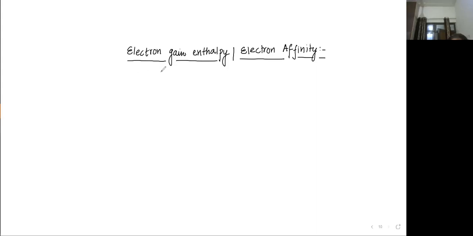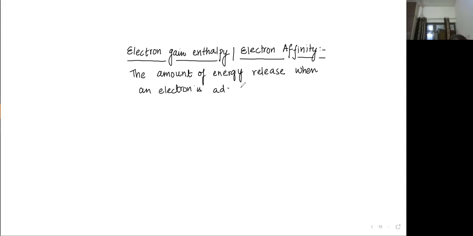So electron gain enthalpy is the amount of energy released when an electron is added to the outermost shell of an isolated gaseous atom.